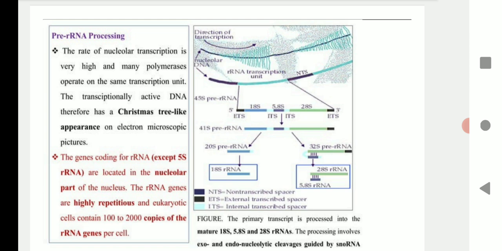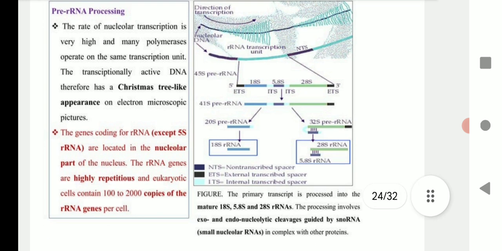There are 3 different types. What are they? NTS, ETS as well as ITS. NTS means non-transcribed spacer, ETS means external transcribed spacer, and ITS means internal transcribed spacer. These are further processed by exo- as well as endonucleolytic cleavage guided by snoRNA, that is small nucleolar RNA, and these spacer nucleotides are eliminated to form the mature RNAs, that is 18S rRNA, 28S rRNA as well as 5.8S rRNA.